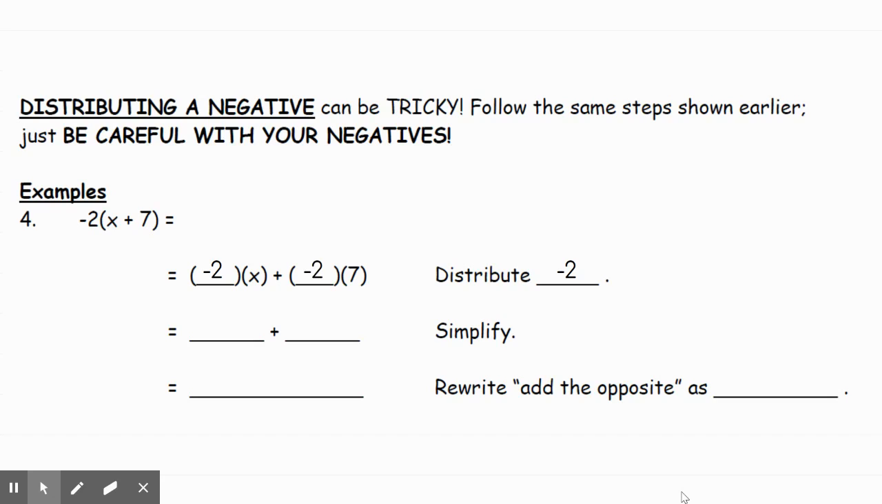From here, we just simplify. -2 times x is -2x. Again, it's a plus sign inside the parentheses that stays there. All right, so it's plus -2 times 7, which is -14. From here, we don't like to see double signs. So what I mean by that is it's plus a negative. We don't like to see that. So we're going to rewrite it instead of add the opposite as just subtraction. So it's going to be -2x minus 14.